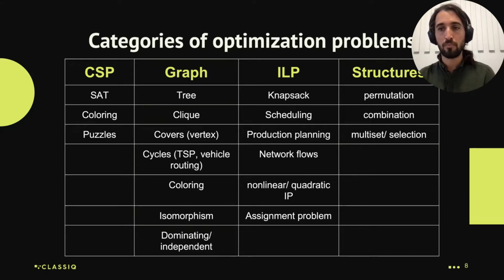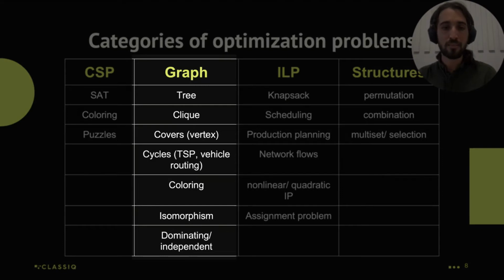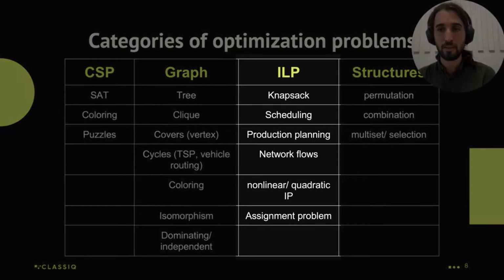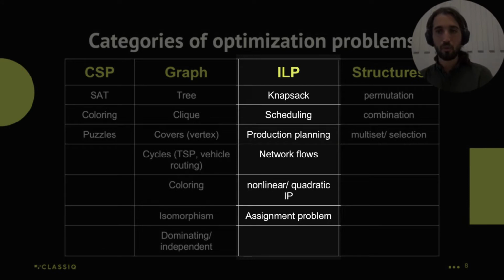Okay, so to summarize how in Classiq we categorize the different problems, there are a few main families. The most famous probably is the problems that are related to graph theory. There we have trees and covers and cycles and colorings, all sorts of terms in graph theory. Another important family is integer linear programming, ILP, where we have integer variables and some linear constraint, like x plus y plus c is less than or equal to some constant. This is a linear constraint.